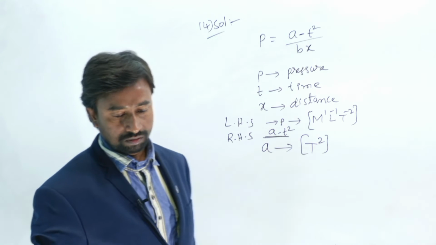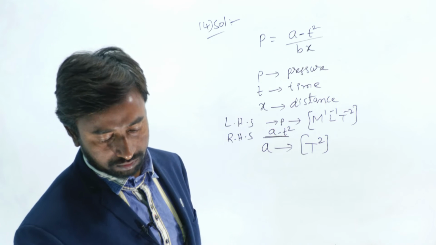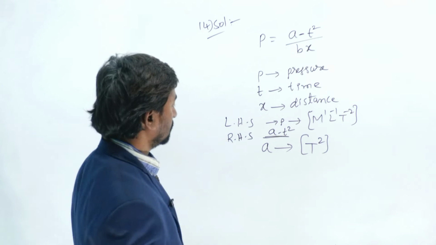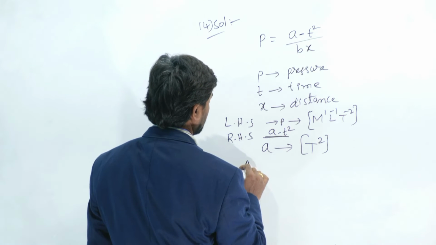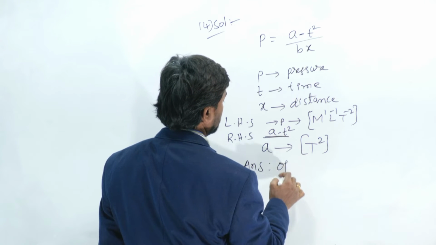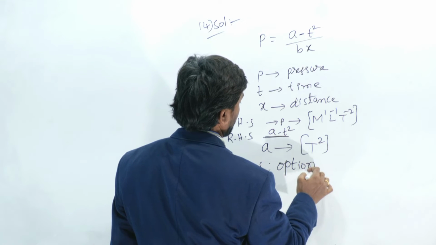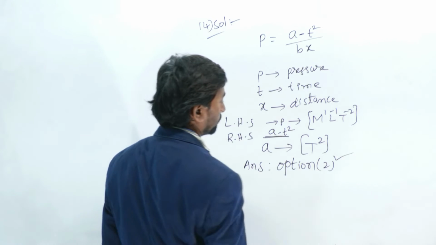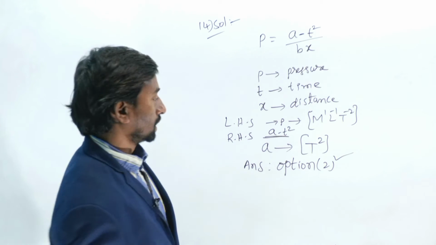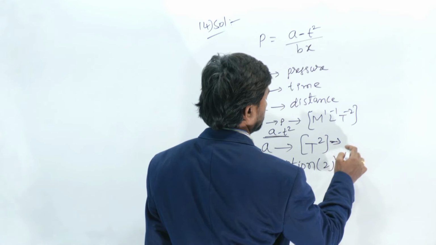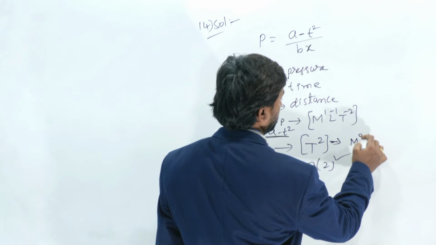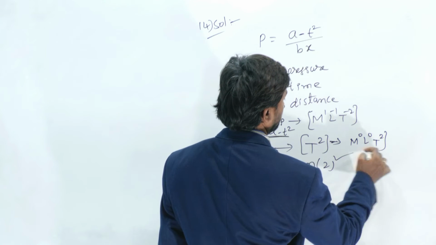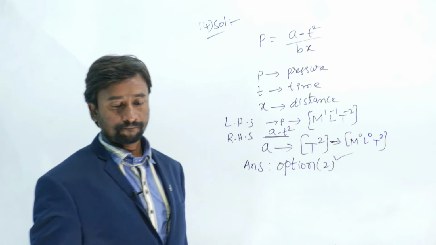So we will get time, it should be equal to T square. So the correct answer is option 2. It can also be written like this: M power 0, L power 0, T power 2.